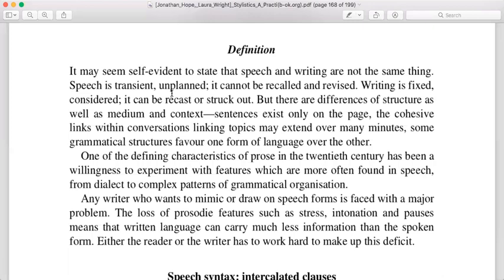It may seem self-evident to state that speech and writing are not the same thing, right? What are the differences? Speech is transient, that is, it's very quick, it ends very, very quickly. Unplanned. Okay, it cannot be recalled and it cannot be revised. Writing is fixed, it is considered, it is thought and planned. It can be recast or struck out. If you have written something, you can delete it, you can rewrite it. But once something is spoken, you cannot do that. And speech is usually unplanned, right?